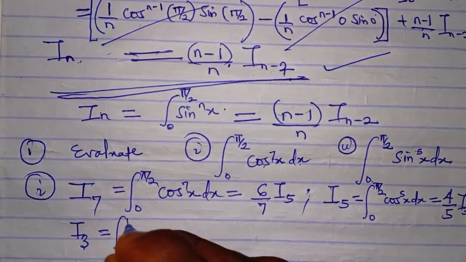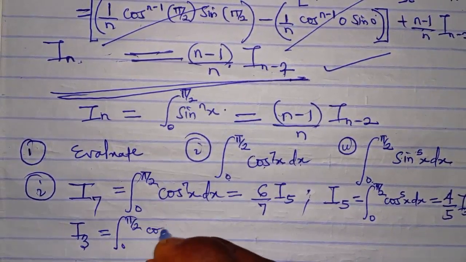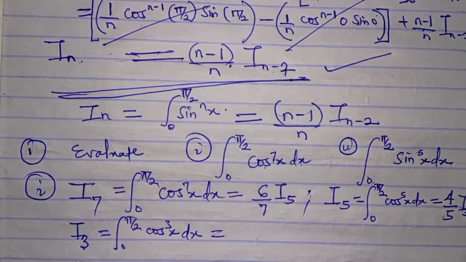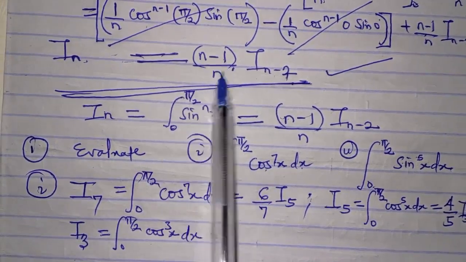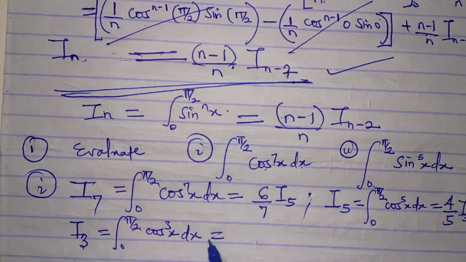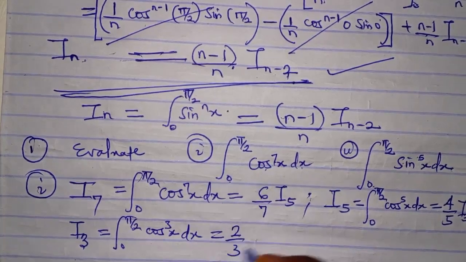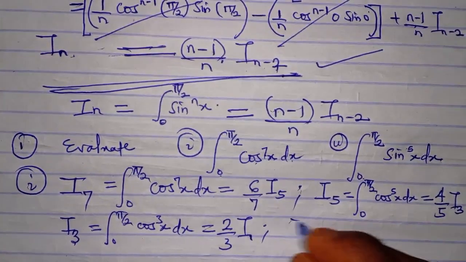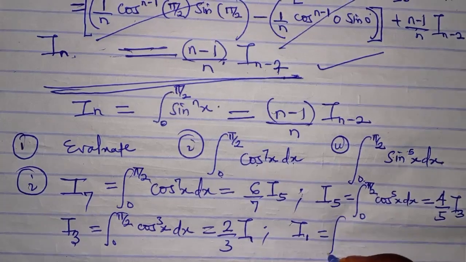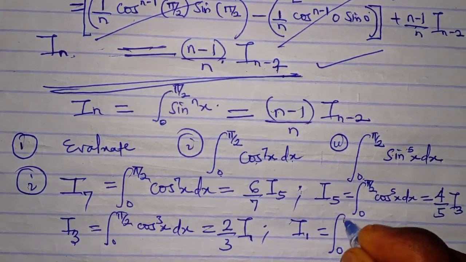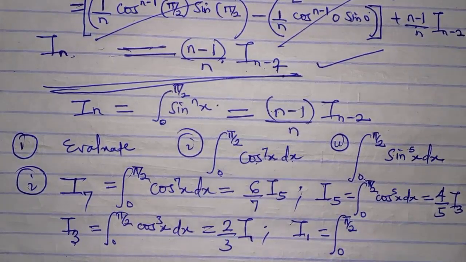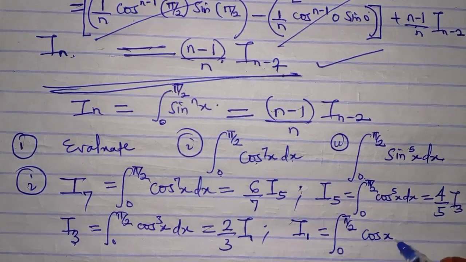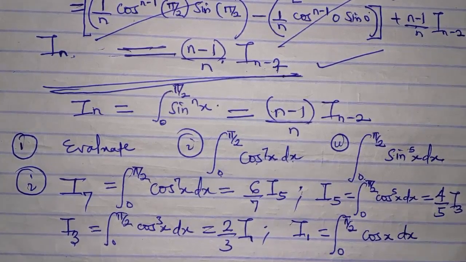The integral from 0 to pi over 2 of cos cube x dx will be, if you check, 3 minus 1 is 2 over 3 I1. So you have 2 over 3 I1. And lastly, will be I1. That's the integral from 0 to pi over 2 of cos x all to the power of 1, because it's 1. That's cos x dx.